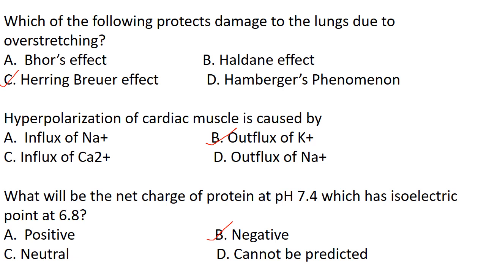Then hyperpolarization of cardiac muscle is caused by the opening of channels that let positive ions flow out of the cell, that is outflux of K positive ions, or negative ions, that is chloride ions, to flow in, can cause hyperpolarization. But here they have not given anything regarding chloride ion. So outflux of K positive is the answer as per me. As per your answer key, it is influx of Na positive.